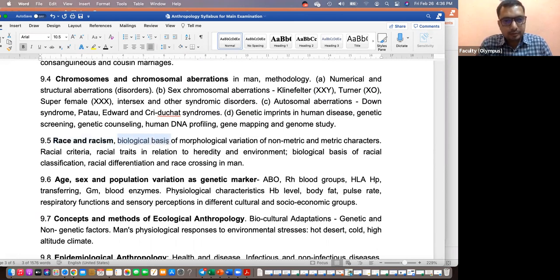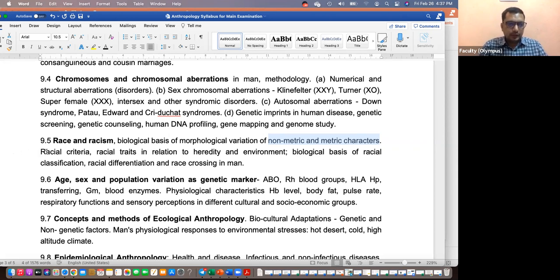They're asking us to learn about the biological basis of morphological variation, the variation in appearance, variance in looks. What is the biological basis that defines this morphological variation that we see among humans, of non-metric and metric characteristics? We're going to talk about various characteristics and see what is the biological reasoning behind those appearances, and which of them are metric, or quantifiable, and which are non-metric, non-quantifiable characteristics.